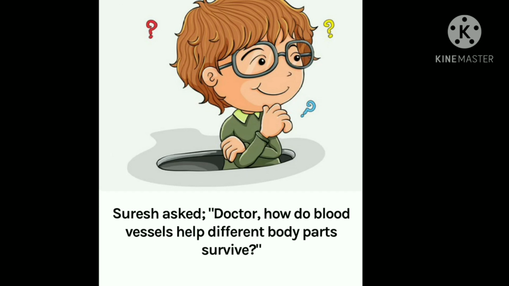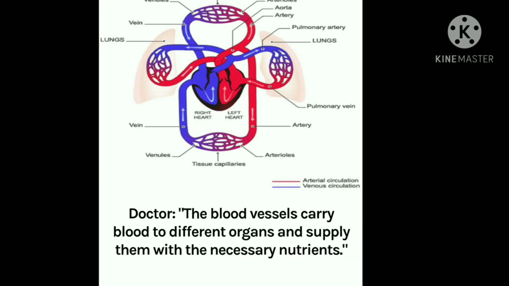Suresh asked, Doctor, how do the blood vessels help different body parts survive? The doctor says the blood vessels carry the blood to the different organs and supply them with the necessary nutrients, and, as you are aware, the oxygen also. See here in the diagram how the blood is transferred. In the red color there is oxygenated blood, and in the blue color there is deoxygenated blood.